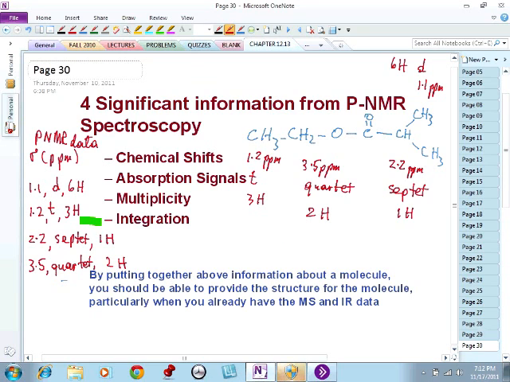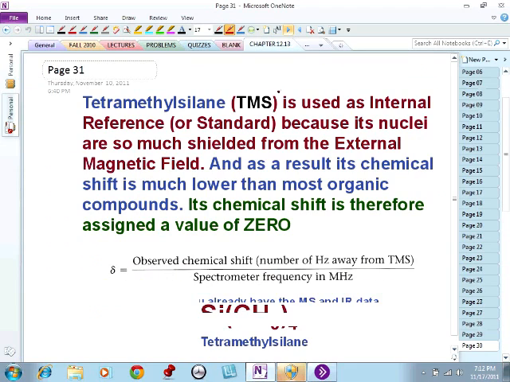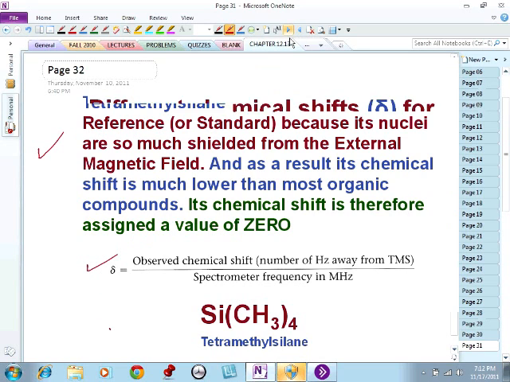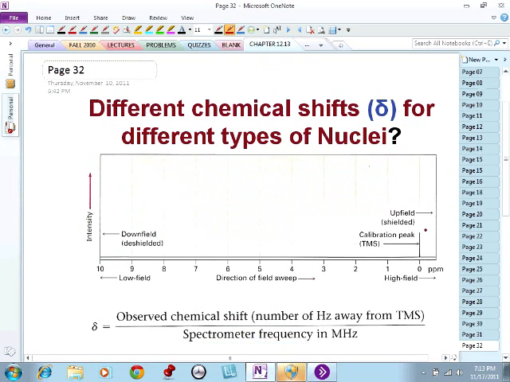Okay. So now you begin to get the idea. Let's now go through this and do some problems. We've already gone through this. We told you about the internal standard, and we also gave you the universal chemical shift scale, which is delta. Let us just go through this real quick. All of this we've done already. Now this is the TMS.